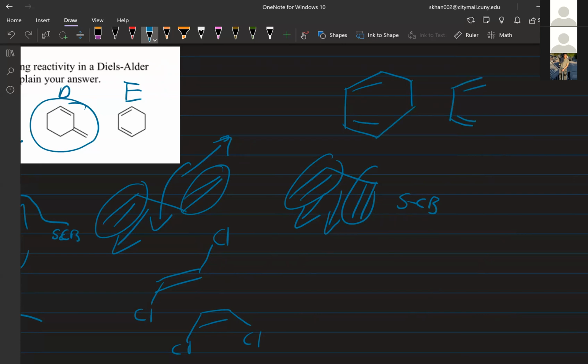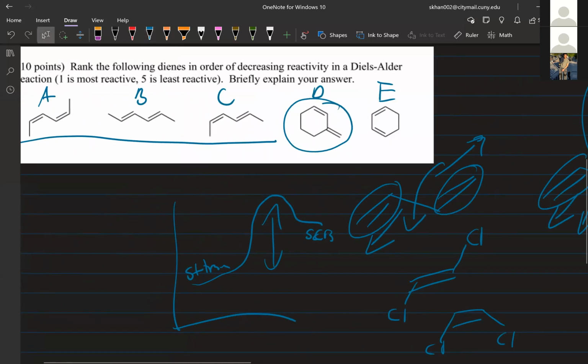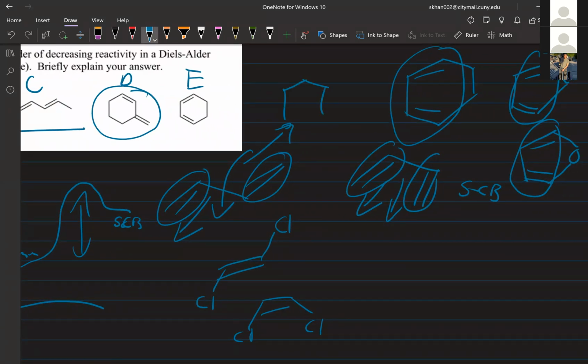you guys have seen this, right? You have seen this is furan. These are already locked in that S-cis because they're part of a ring. So when you see something locked in either S-trans or S-cis, if it's locked in S-cis and the other choices aren't, then that one is going to be the most reactive.